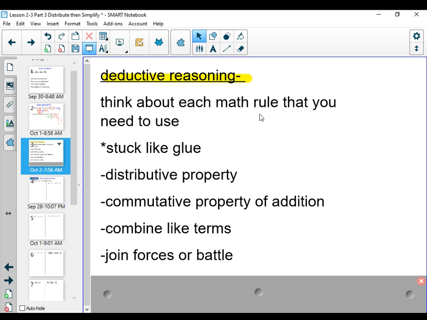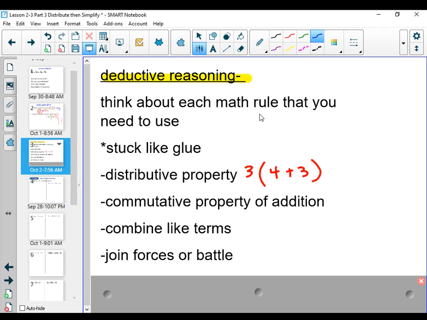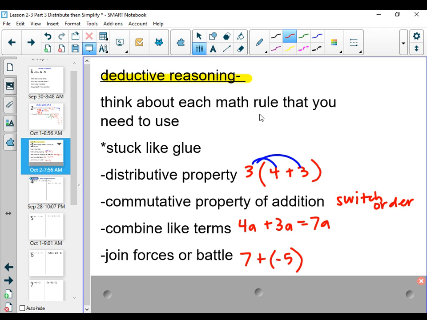Distributive property: one number on the outside times both numbers on the inside. Commutative property: switching the order. Combining like terms: 4 apples plus 3 apples equals 7 apples. Join forces or battle: 7 positives might battle 5 negative guys.